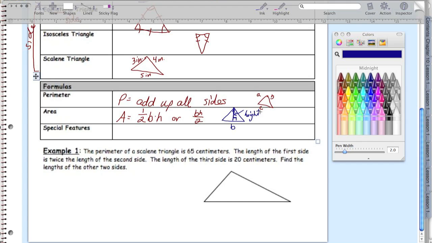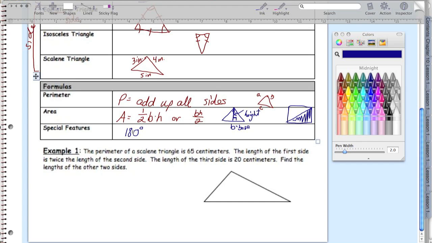So we have our height, our base, and then you would just either multiply that by 1/2 or divide it by 2, same thing. And where that comes from is that if you have a rectangle, we know that the area of a rectangle is length times width, or base times height. Well, since a triangle is just half of that, that's how we get 1/2 base times height. Special features, as we said above, there's 180 degrees in every triangle. All right, let's try some problems.